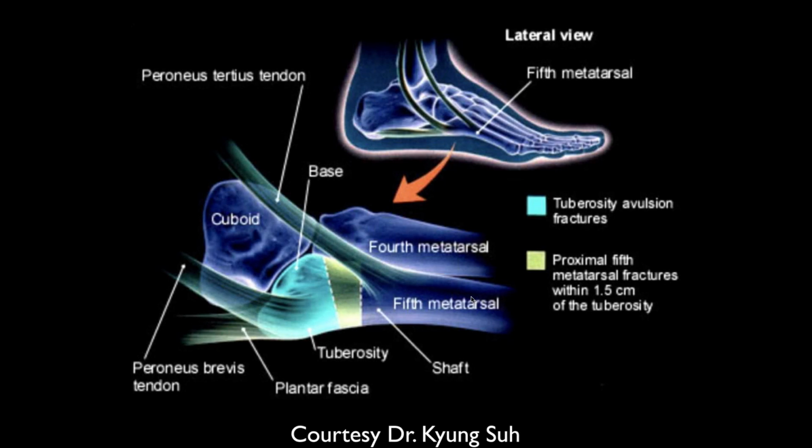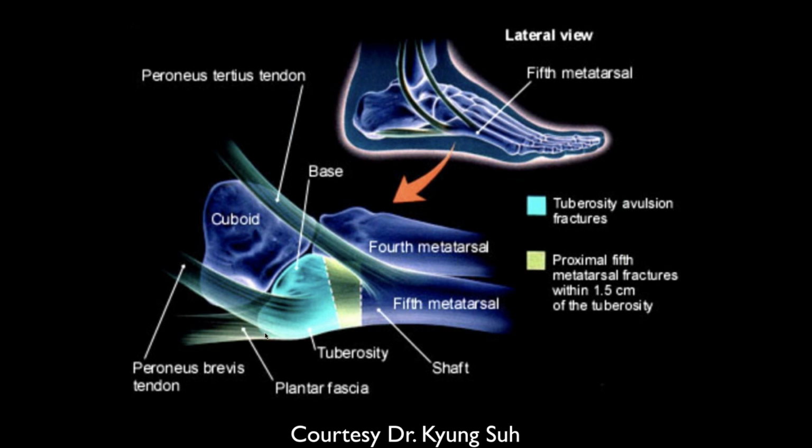Okay. So now we get to the infamous base of the fifth metatarsal in this particular area. We can see the peroneus tertius tendon comes down and attaches here to the metaphysis. The peroneus brevis tendon comes down and attaches to the end. We've got the cuboid there, and this is called the tuberosity. There's the base. Here's the peroneus brevis.